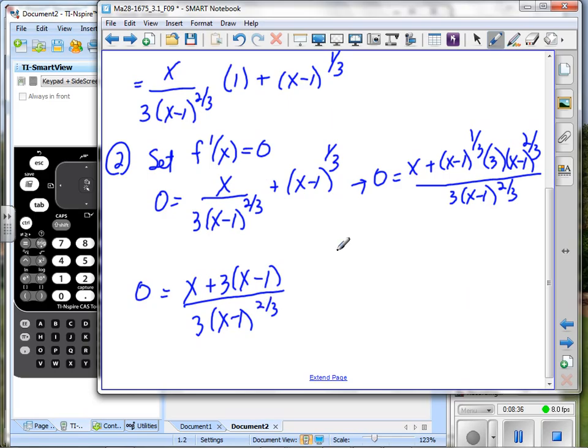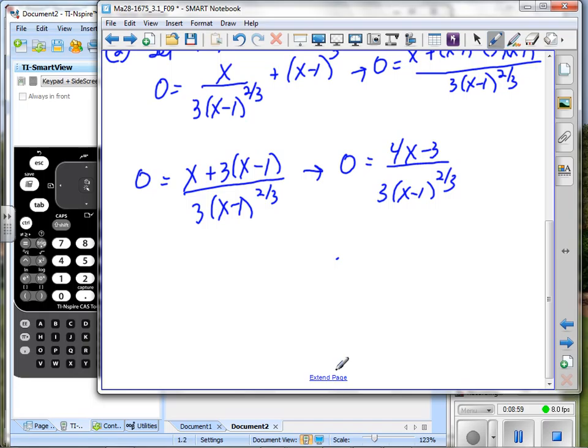Okay. So now what? And is this right? Okay, so now what? Our numerator is now, I got 4x minus 3. How about you guys? Okay. So now that you've got a fraction whose value is 0, now what do you know?